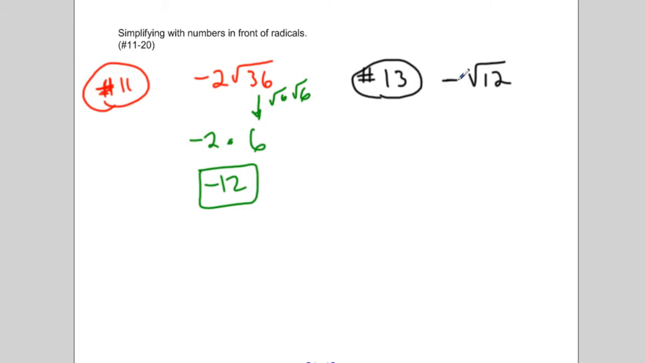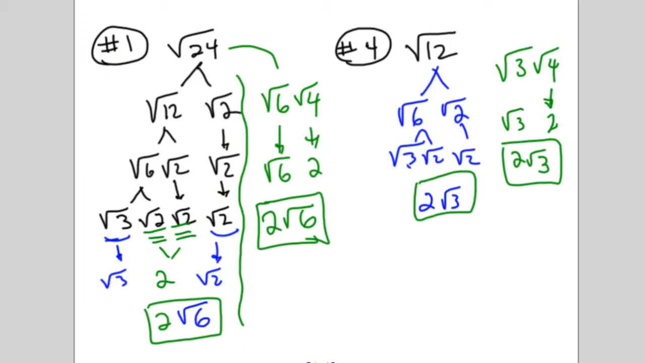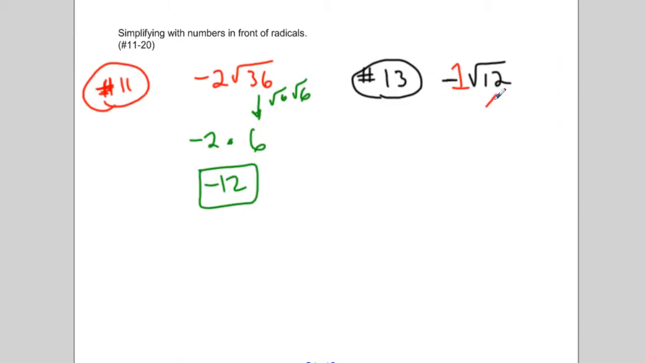Number 13 says negative square root of 12. You can imagine this being like a -1. So -1 times the square root of 12. I already did the square root of 12 on this other one, number 4. Let's try it again. It would save you a lot of time and effort if you can come up with a perfect square as one of your factors. So you got negative 1 times the square root of 4.